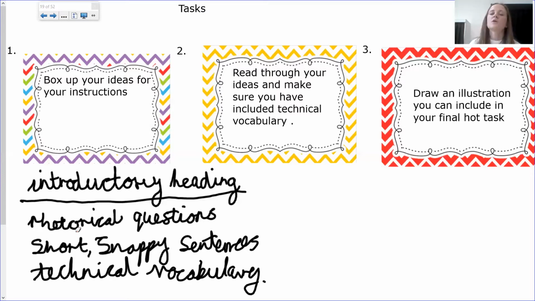Okay, so box up your ideas, read through and make sure you've included technical vocabulary and everything that we said you needed to include in your box up, and draw an illustration that you can include in your final hot task. Don't forget to put all of this onto Tapestry for us. We would love to see your work and your planning, and I look forward to seeing your invasion plans.